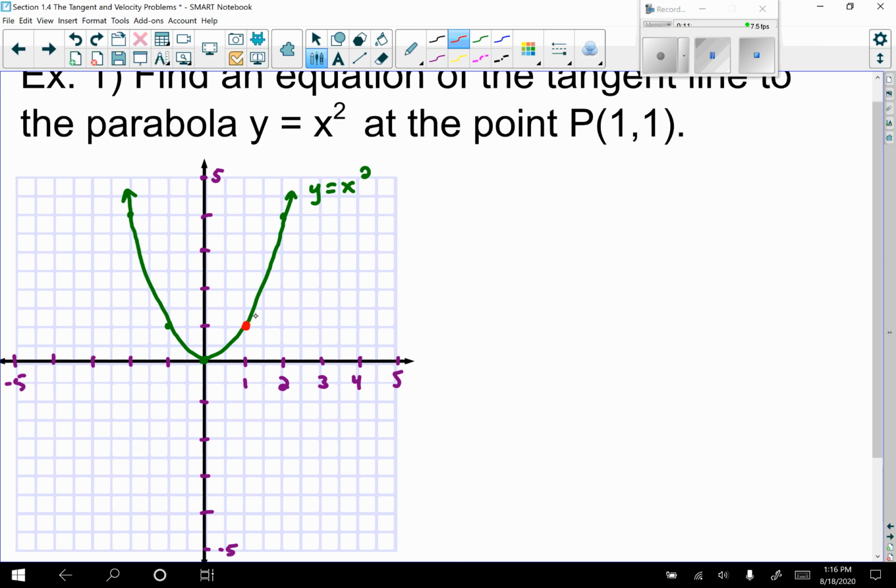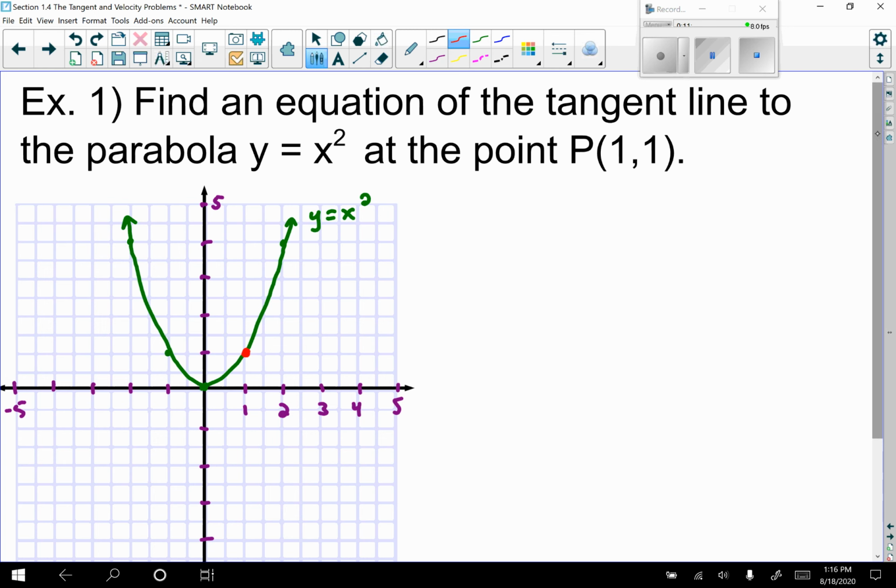And because we don't know how else to find the equation of the tangent line, the slope of the tangent line, we're going to use a secant line. So we're going to approach 1 from both sides, from the left of it and from the right of it. We're going to make tables here. So I'm going to make a table of my x value, my y value, and then my slope between the 2 points here.